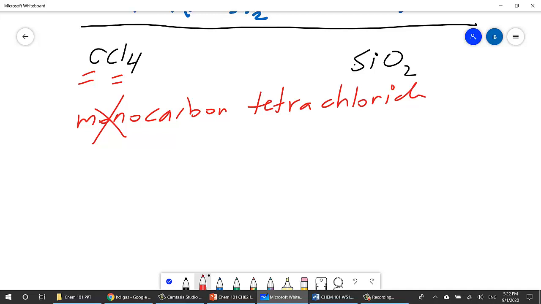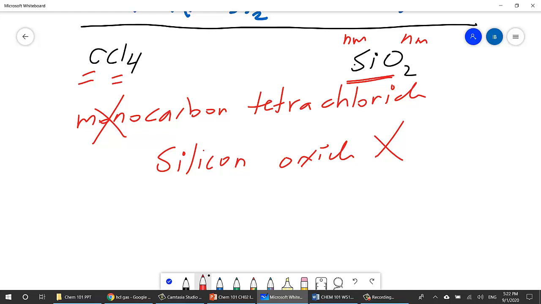SiO2. So again, if you name this silicon oxide, that's going to be very misleading because I don't know which silicon oxide you're talking about. This is a covalent compound. Silicon is a nonmetal, or it's actually a metalloid, but we deal with it as a nonmetal. And oxygen is also a nonmetal, so this name would be wrong. The correct name for this is monosilicon dioxide or silicon dioxide.